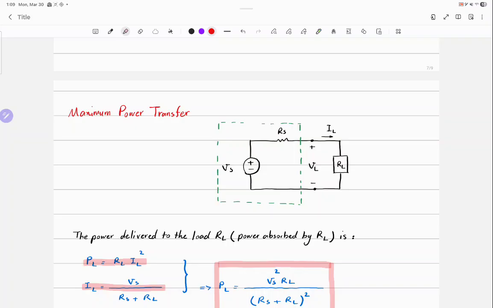I don't need to say, but instead of the green box, if it was a current source in parallel with RS, it's the same scenario. Again, RL should be equal to RS. It doesn't change anything.